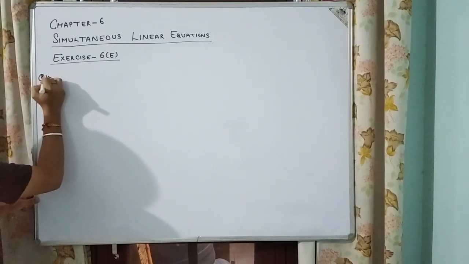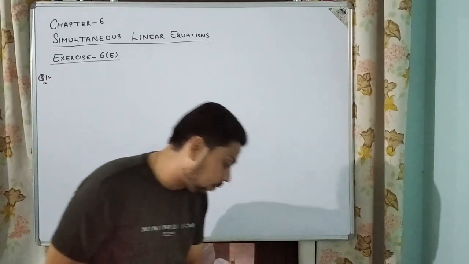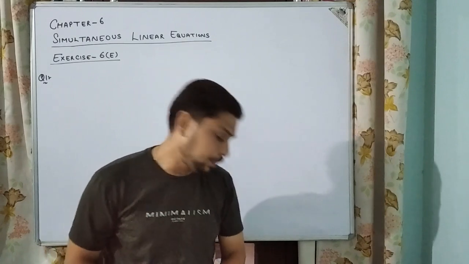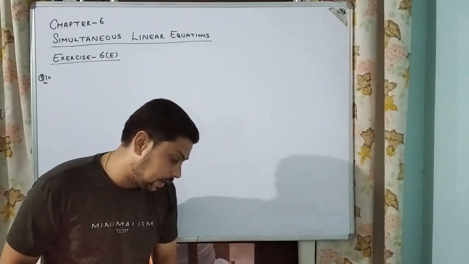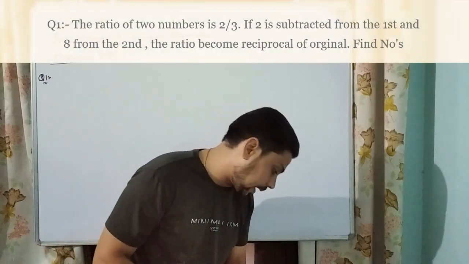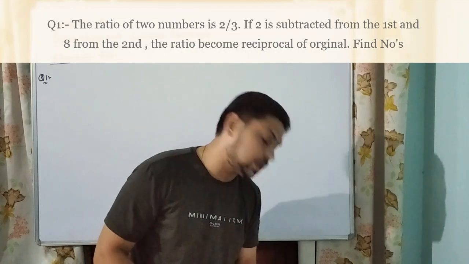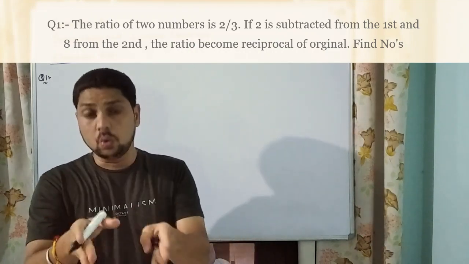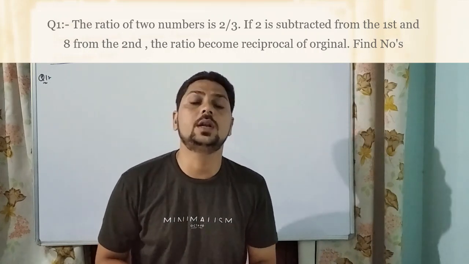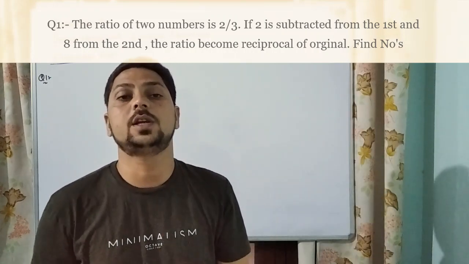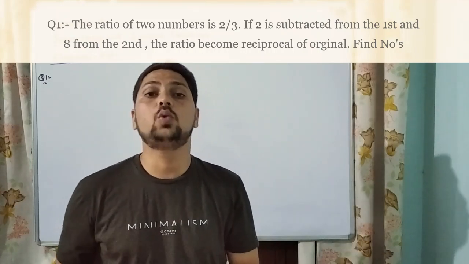Question number 1 here. What is given in the question? The ratio of two numbers is 2:3. If 2 is subtracted from the first number and 8 is subtracted from the second number, the ratio becomes the reciprocal of the original ratio. Two conditions are given, so there will be two equations. The first equation will form from the first information, that the ratio of two numbers is 2:3.